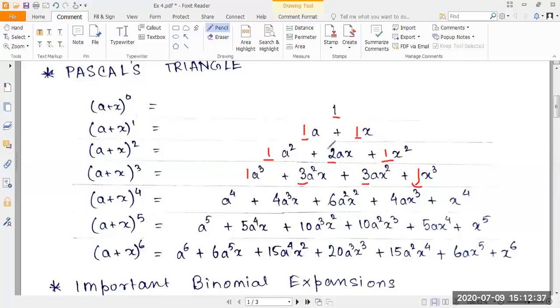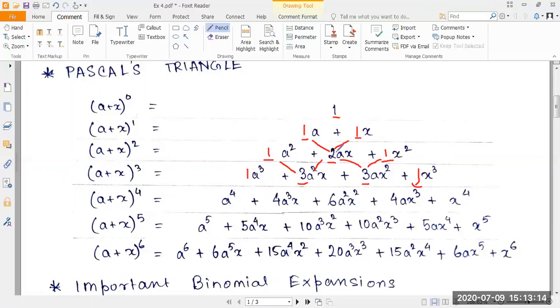This coefficient of ax that we have, 2, you can get it by adding 1 and 1 over here. So this 2 can be derived from adding the two coefficients on its two heads, let's say. Again, this coefficient 3 on the fourth line of this triangle can be derived by adding 1 and 2. So again, 1 and 2 are its two heads. Similarly, this 3 can again be derived by adding 2 and 1, which are located on its two heads.